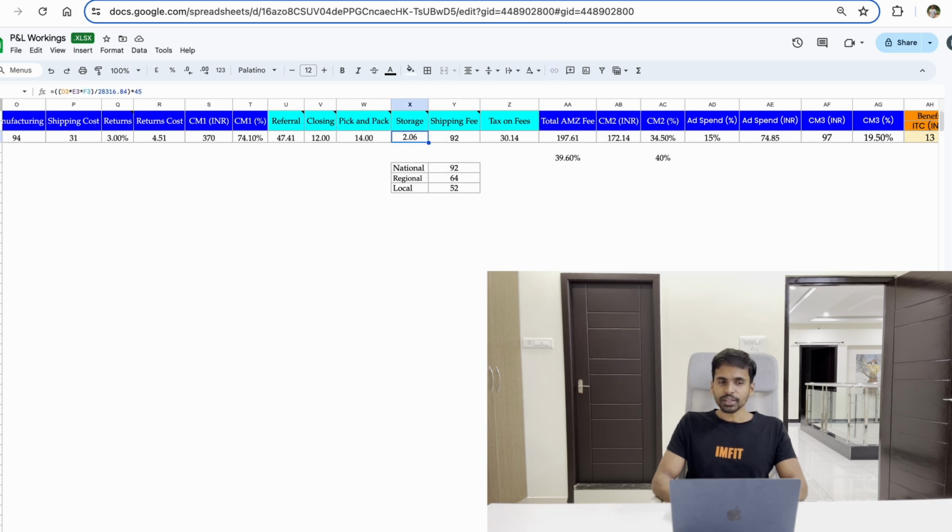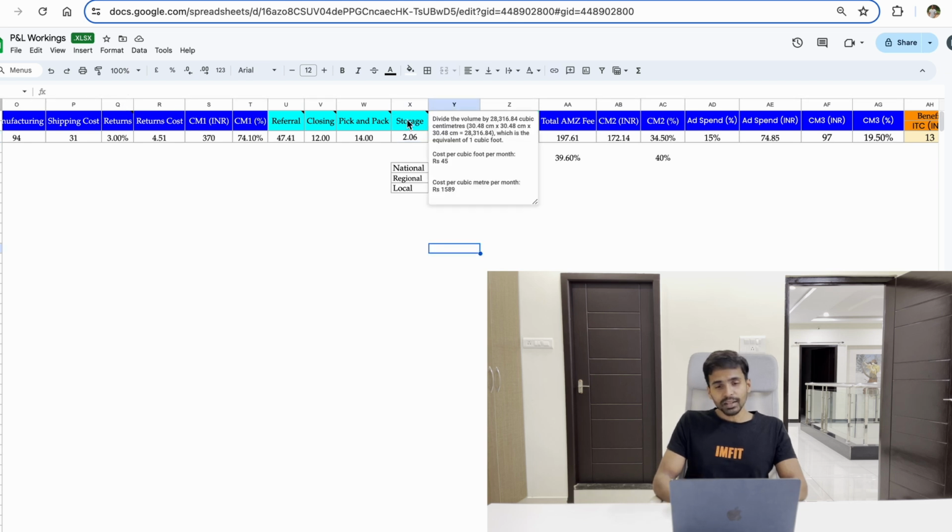Then I also have my storage fee. Now, in order to arrive at my storage fee workings, what I have done is I have multiplied my length, breadth, height, and I have divided it by 28316.84, and the value that I received, I multiplied that value with 45 because Amazon is going to bill us basis the space that we occupy in the FBA warehouse. The reason why I multiplied my length, breadth and height and divided by 28316.84 is that is how you calculate the equivalent cubic foot number.